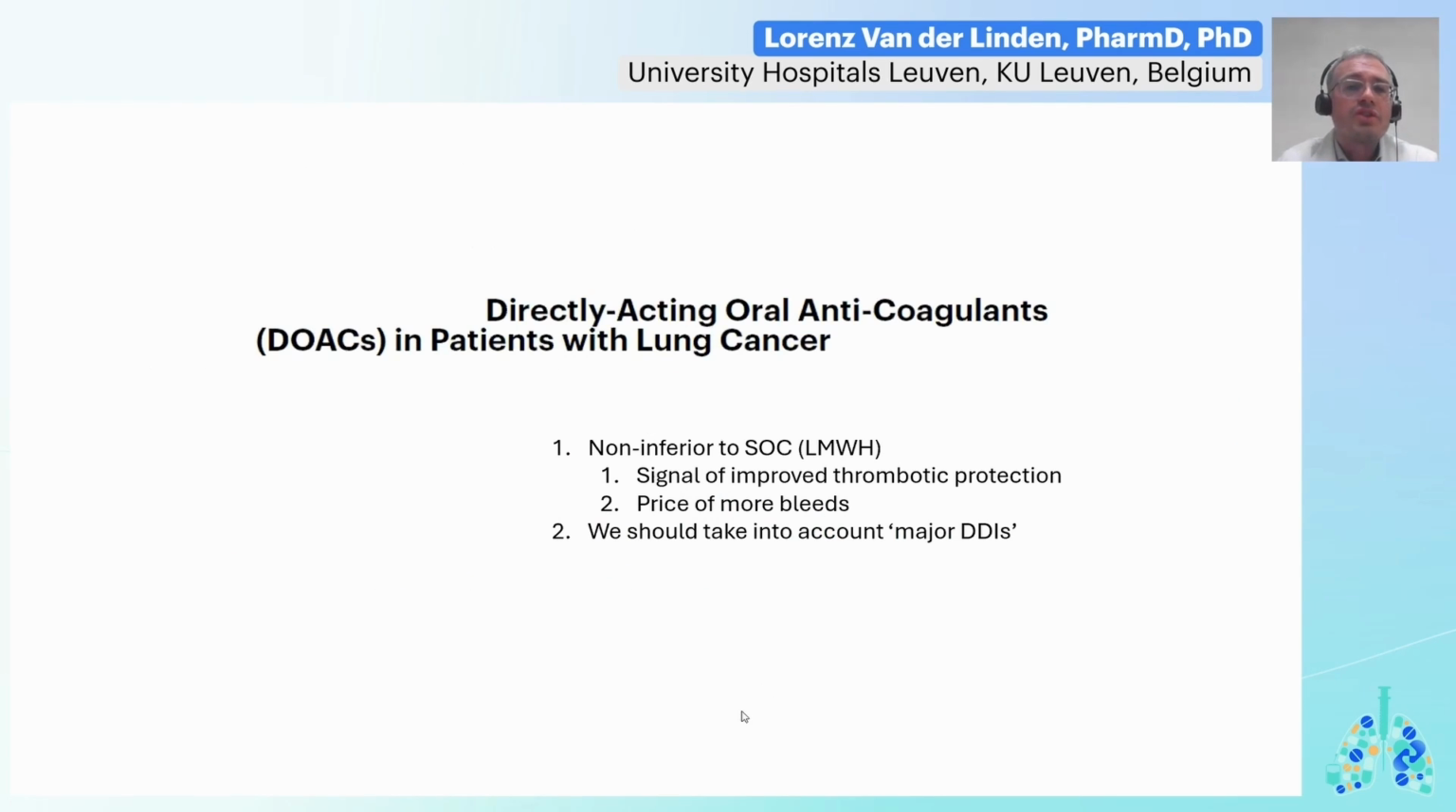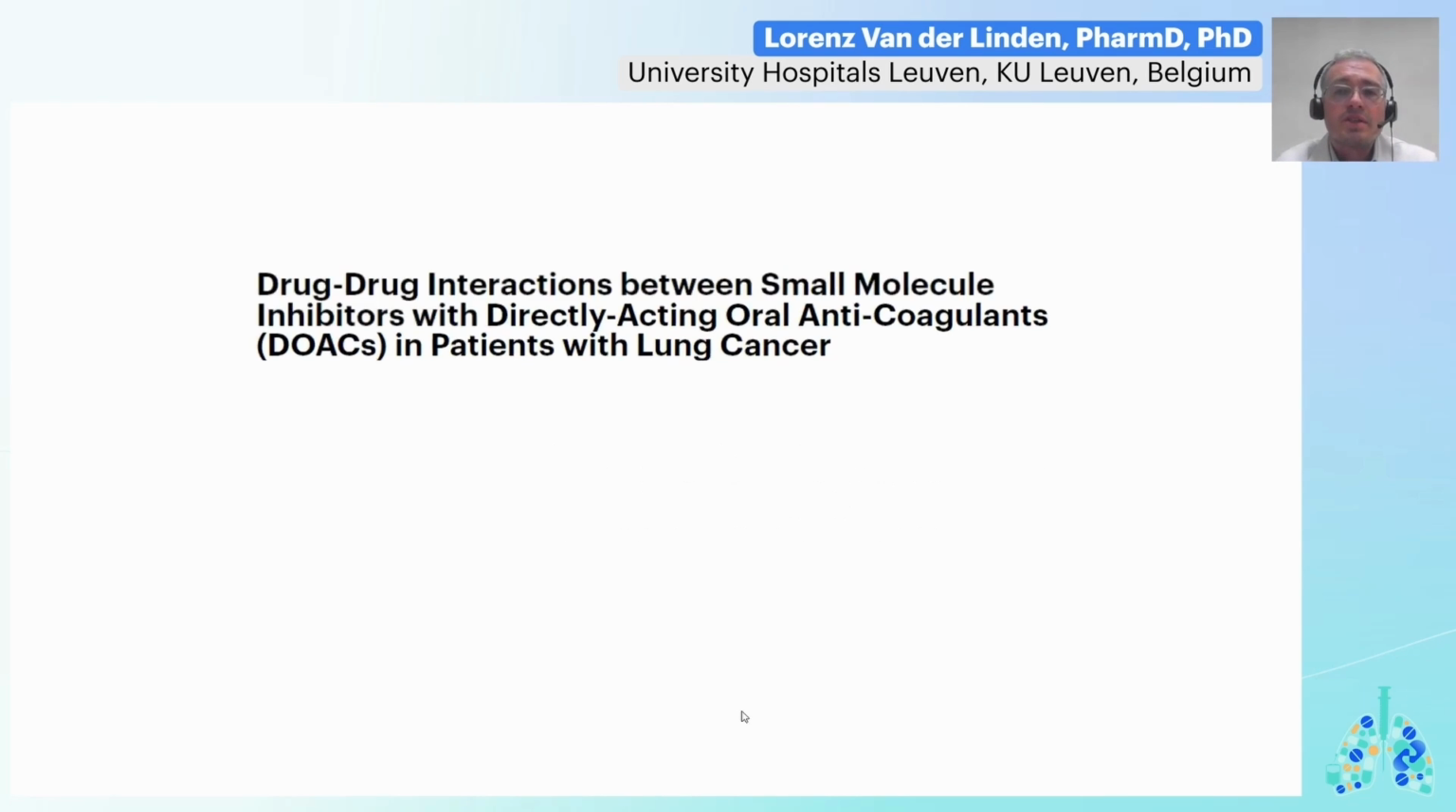So also here a short summary. DOACs are non-inferior to the standard of care, the low molecular weight heparins. There is a signal of improved thrombotic protection, but there might be a price to pay regarding more bleeds. And we should take into account major drug-drug interactions, which is, of course, the main topic of this talk.